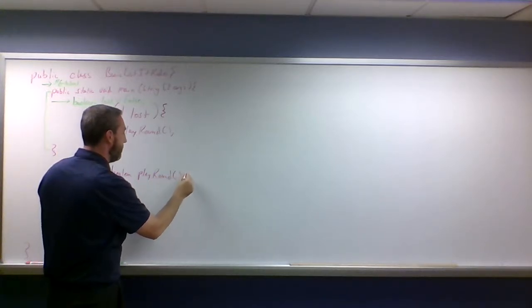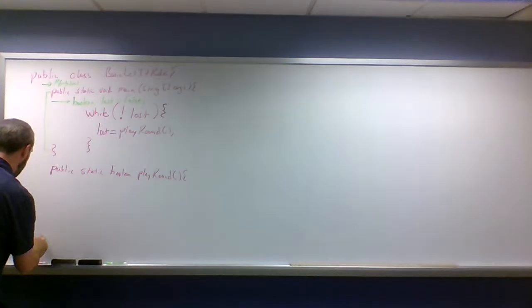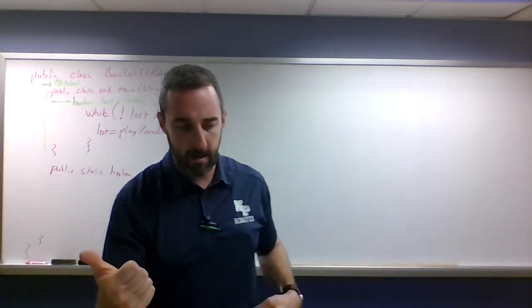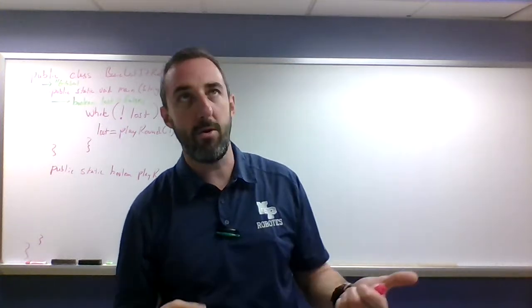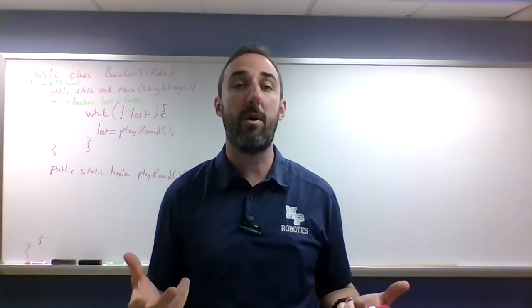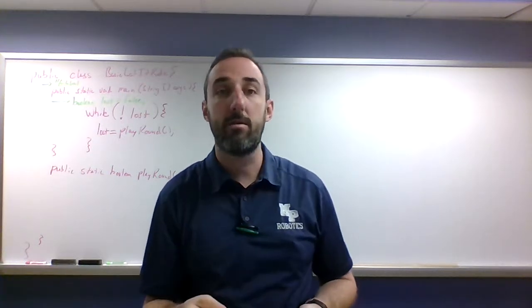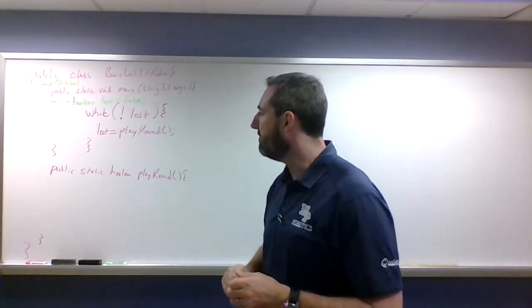All right, and then my code. So what is it that playRound is supposed to do? Well, I need to generate a number for me, I need to generate a number for the computer, and then I need to check to see whether or not I won or if I lost and if I get a bonus.